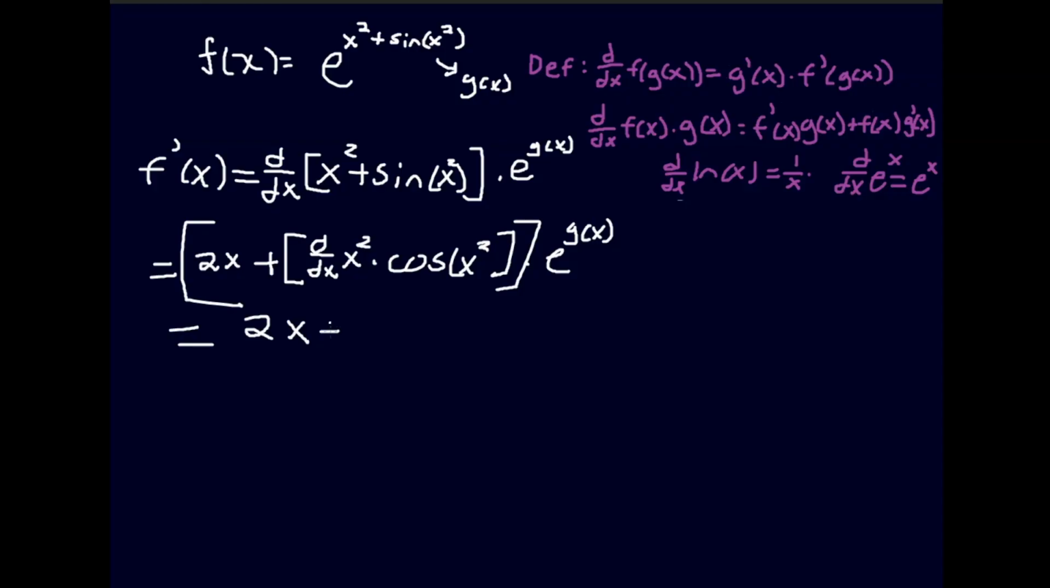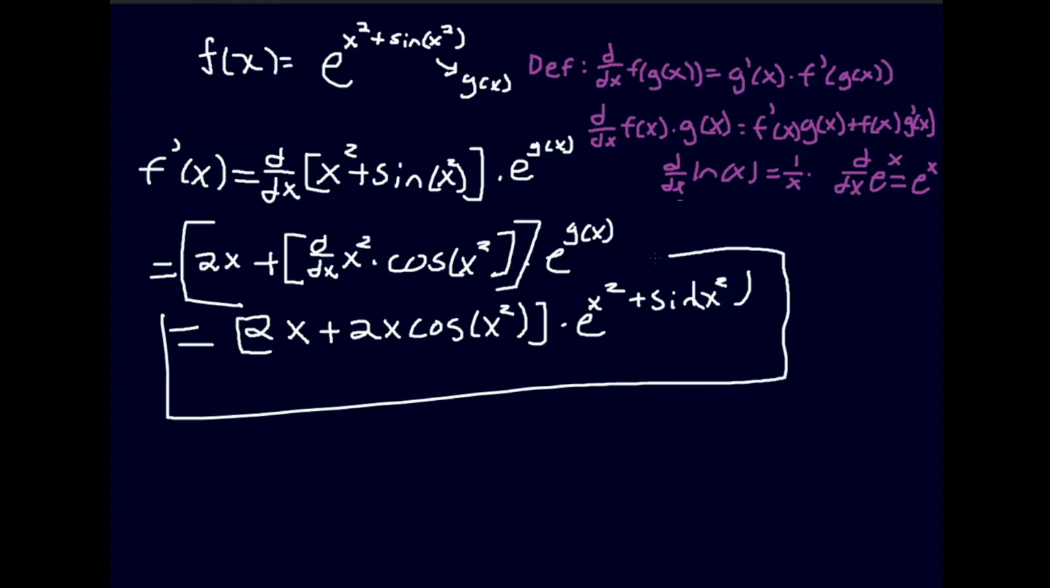So that is 2x plus the derivative of x squared, again 2x, cos x squared, all multiplied by e to the x squared plus sine x squared. And that is our final equation. And you can, of course, multiply the e to the x squared into each of our terms, but this is the final answer.